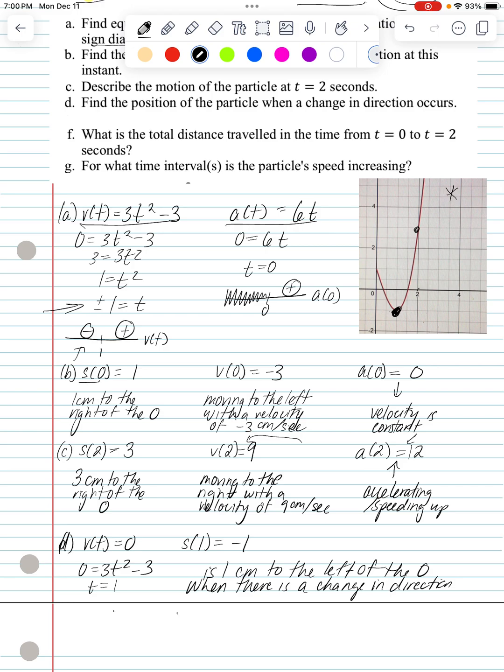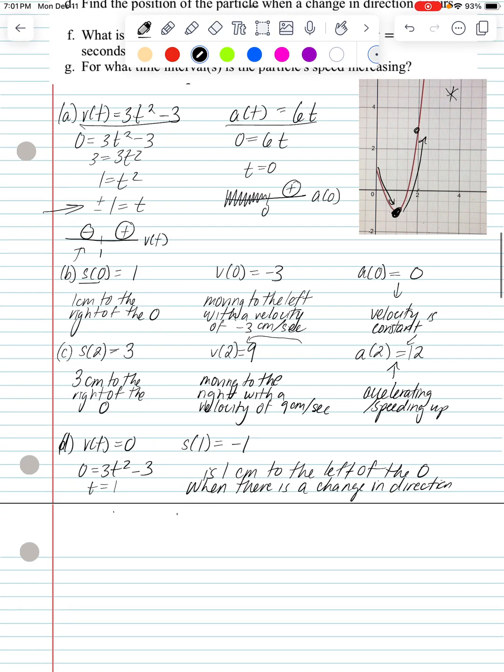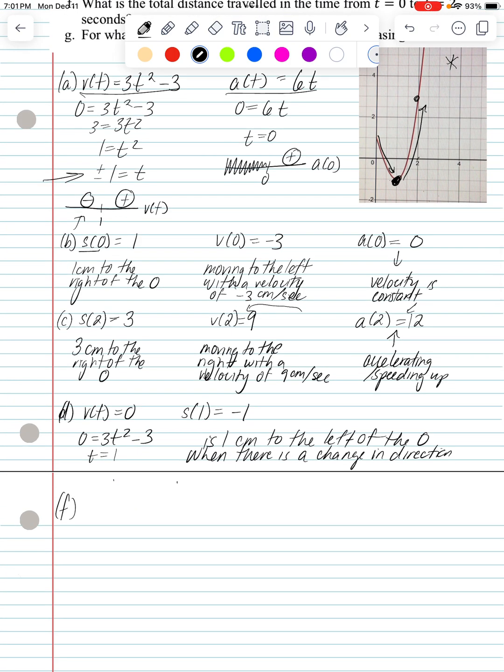Okay, and then we're off to F. So F is saying what's the total distance traveled from T0 to T2. So I want to know, add this up and add this up, the total distance. So what you're going to do is make sure that you're testing from the origin to a turning point or any turning points and then to the final position. So for us, that looks like we're going to be testing what's happening from T0 until T1, which was our first turning point. And then we're going to be looking at what's happening from T1 until T2.